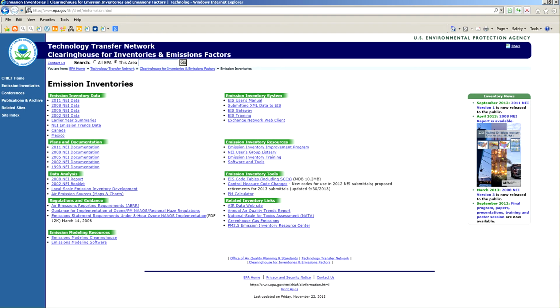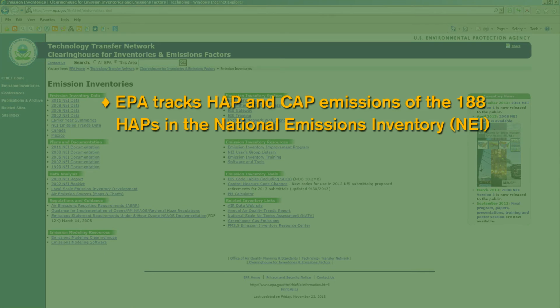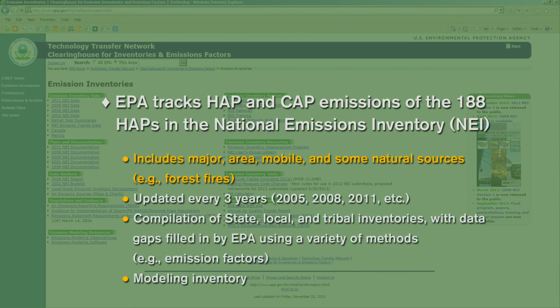The National Emission Inventory contains hazardous air pollutant or air toxic and criteria air pollutant emissions. It includes all anthropogenic sources, so it includes major, area, mobile and some natural sources, primarily forest fires. It's updated every 3 years, so it's on a 3-year cycle: 2005, 2008, they're currently working on the 2011. It's primarily compiled from state, local, and tribal inventories. It then includes other data from EPA that's filled in, particularly for mobile sources and non-point sources.